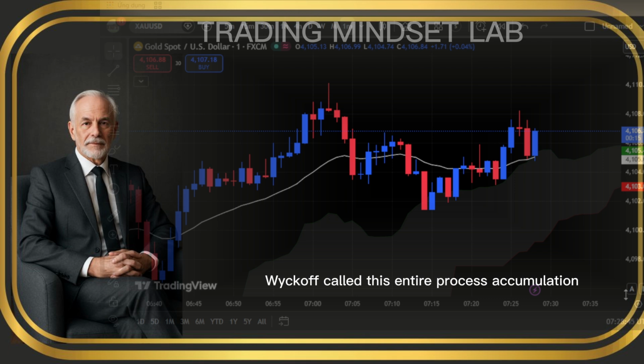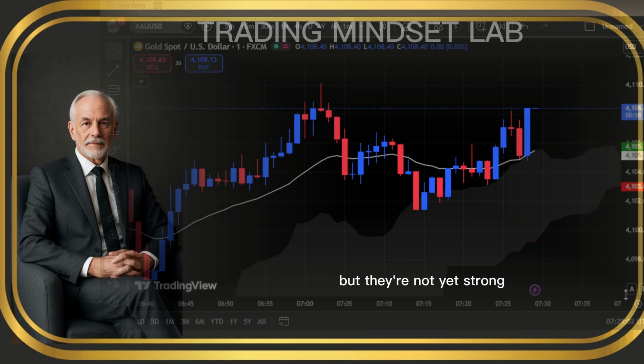Wyckoff called this entire process accumulation, and he broke it down into phases so precise that traders are still using this exact framework today, nearly a century later. Phase 1 is preliminary support. This is the first moment large buyers begin stepping in after a prolonged decline, but they're not yet strong enough to actually stop the fall.